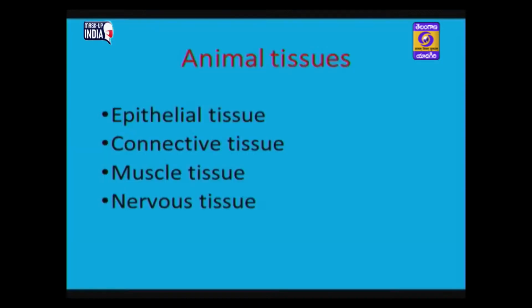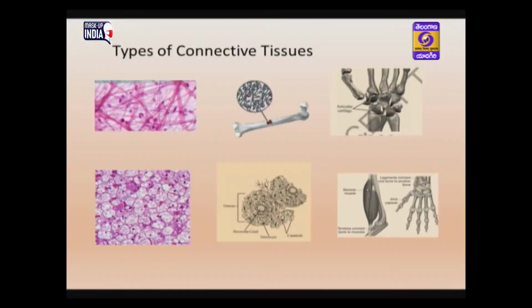Now, the second type of tissue, connective tissue. The internal organs are located at specific spaces without any displacement due to connective tissue. There are different types of connective tissues. First, you can see areolar tissue. Areolar tissue joins different tissues.